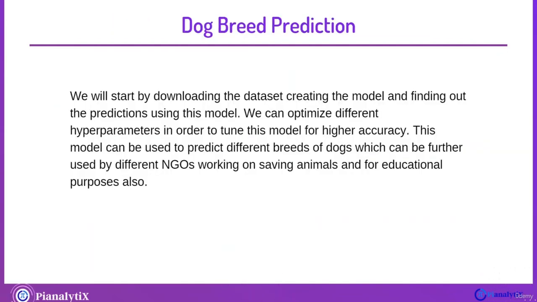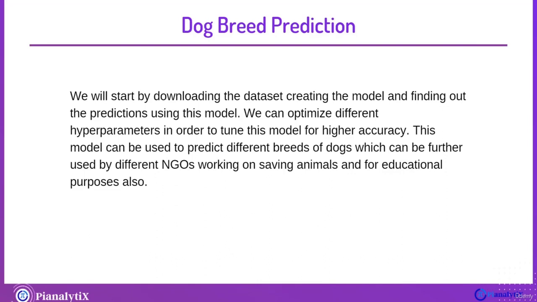In this project, we will start by downloading the data, creating the model and finding out the predictions using this model. This model can be optimized using different hyperparameters which can be used to tune this model for a higher accuracy. This model can be used to predict different breeds of dogs, which can be further used by different NGOs which are working on saving animals and for educational purposes also.